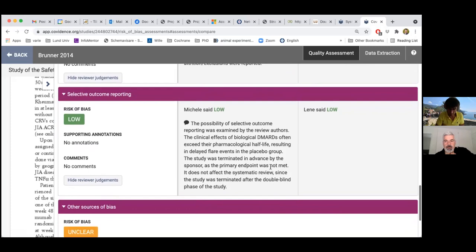Yeah, this is a point by the review authors. The clinical effect of biological DMARDs often exceeds their pharmacological half-life. Yeah, here, I mean, it's a bit long. We don't need all this information because not everything here refers to this item. So I think it's good to try to be short. And so here we should really focus on if there are discrepancies between the protocol and the final study.